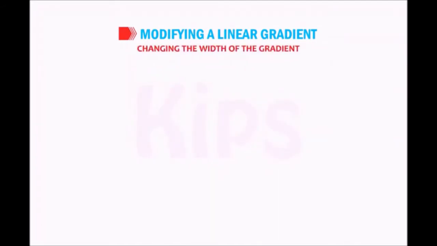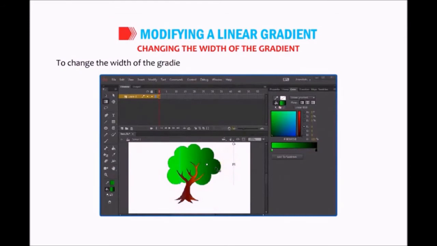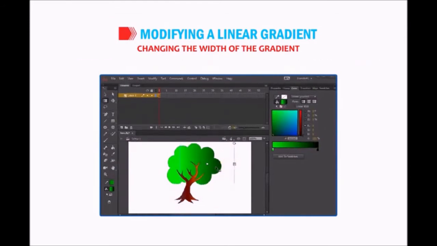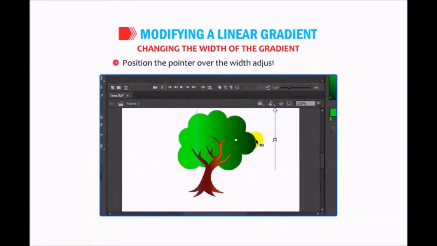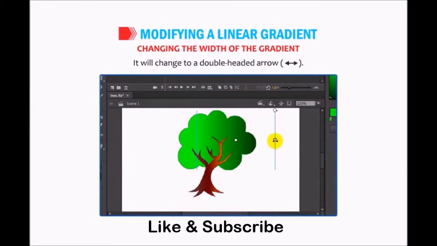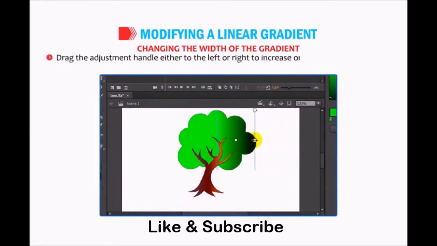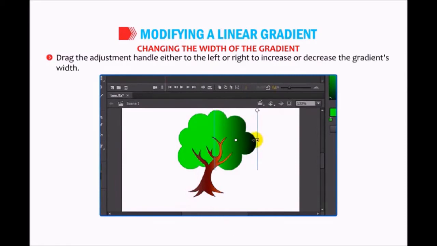Changing the width of the gradient. To change the width of the gradient filled inside the shape, follow the steps given below. Position the pointer over the width adjustment handle. It will change to a double-headed arrow. Drag the adjustment handle either to the left or right to increase or decrease the gradient's width.